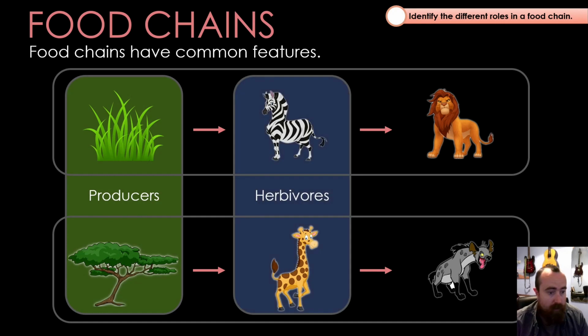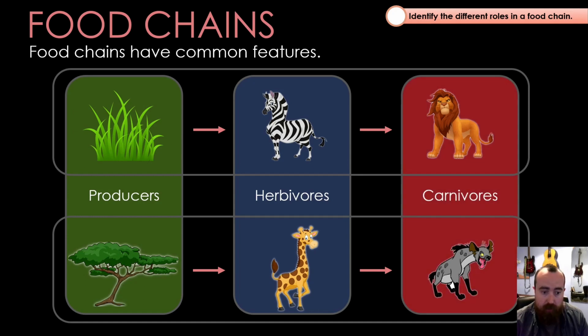Those things are eaten by herbivores. Herbivores are animals that eat plants. They don't eat meat, they just eat plants. So zebras and giraffes are good examples there of herbivores. And those herbivores are eaten by carnivores. They're eaten by animals that eat meat.